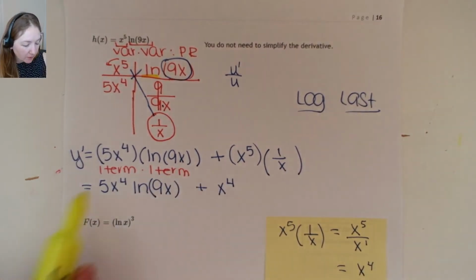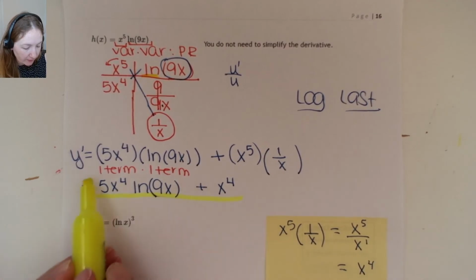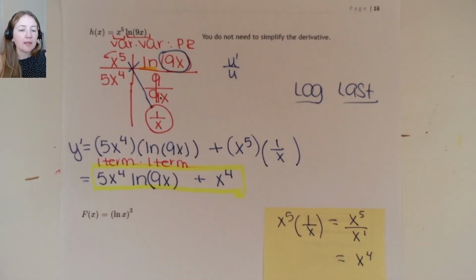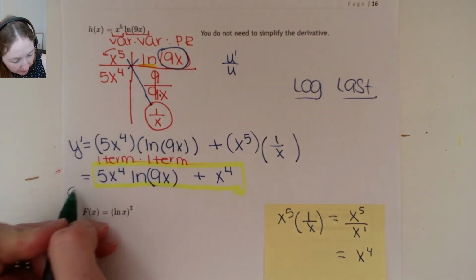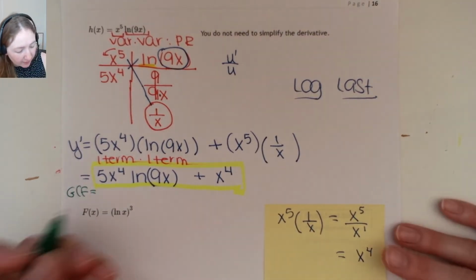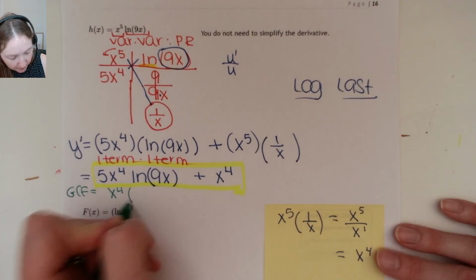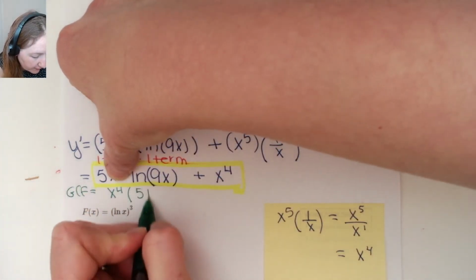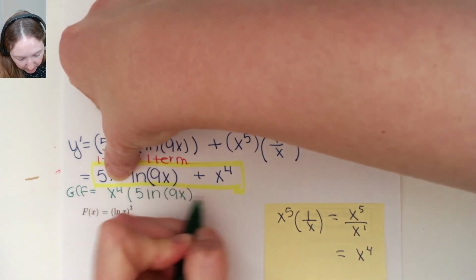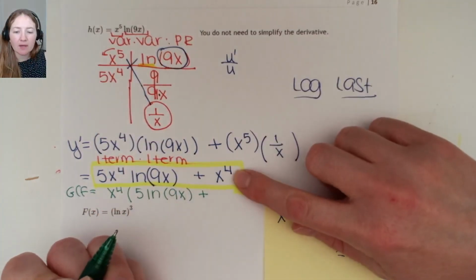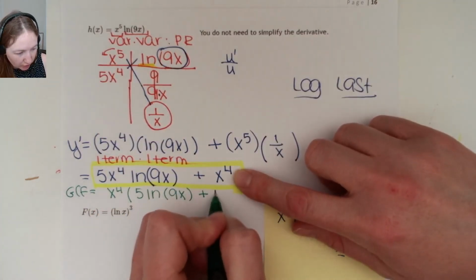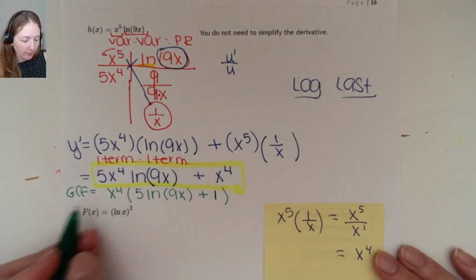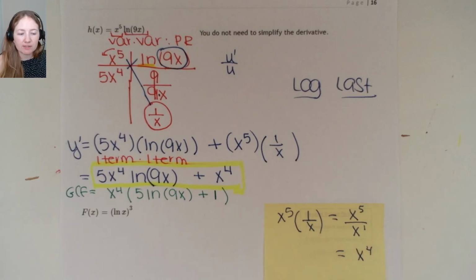Now, it does specifically say you do not need to simplify your answer, so this should be sufficient for the homework. If you were to factor out the GCF, in this case would be an x to the fourth. Taking out the x to the fourth from this first term would leave you with a 5 natural log of 9x. And then taking out the x to the fourth from the second term would just leave you with a 1. So you would have a plus 1. So that would be your final answer with the GCF factored out.